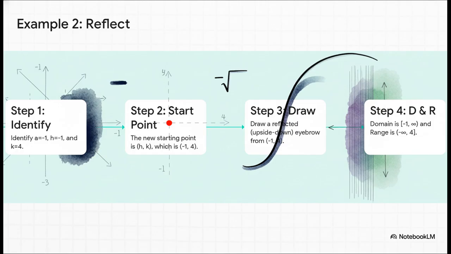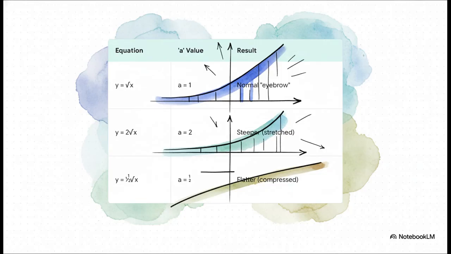This also flips the range, which now goes from negative infinity all the way up to our K value of 4. This chart really shows you the power of that A value. When A is just 1, we get our normal curve. But when A is 2, look at that. The graph gets stretched vertically and shoots up way faster. And when A is a fraction like 1/2, it gets compressed, squished down, and looks a lot flatter. It's the same starting point, but a completely different journey from there.